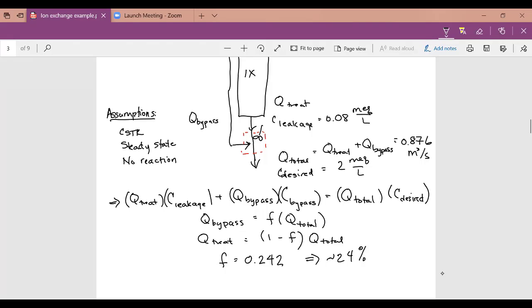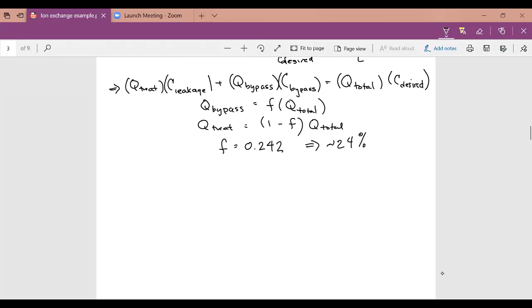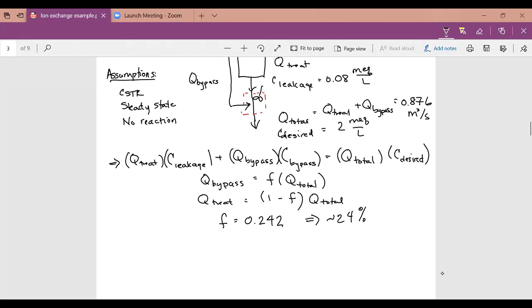We started at 8 milliequivalents per liter. We want 2, that's a quarter, so we'll bypass. And because of the leakage, we bypass a little bit less. Does that make sense? I haven't substituted in all the numbers, but I've given you all the values.